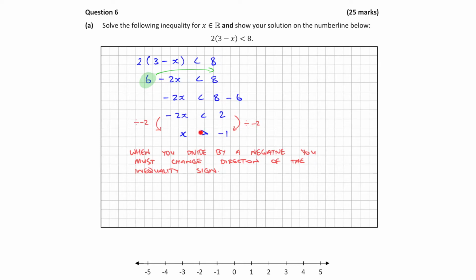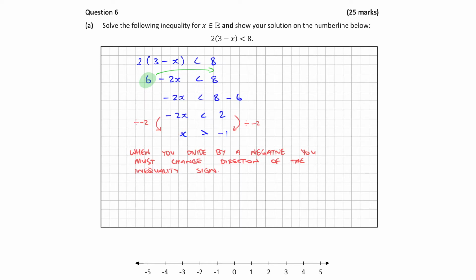And when we're dealing with inequalities, the simplest way of thinking about them is to treat them like you would have done in primary school, where the crocodile always eats the bigger one. So obviously here x is bigger than negative 1, because the crocodile mouth always eats the bigger one. So we're saying that x is going to be bigger than negative 1.